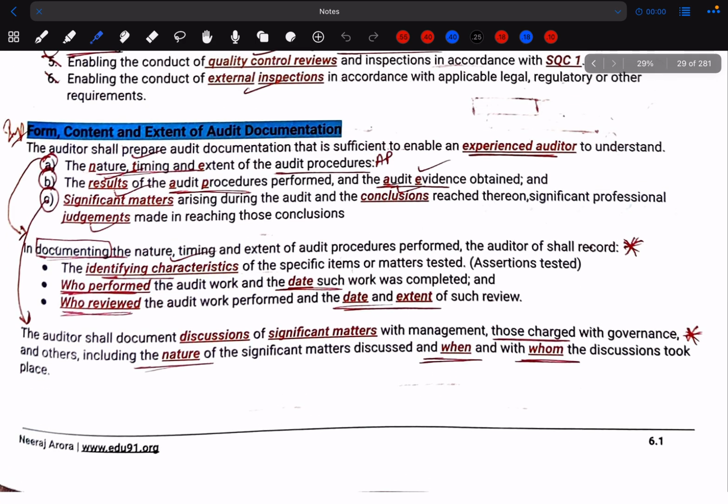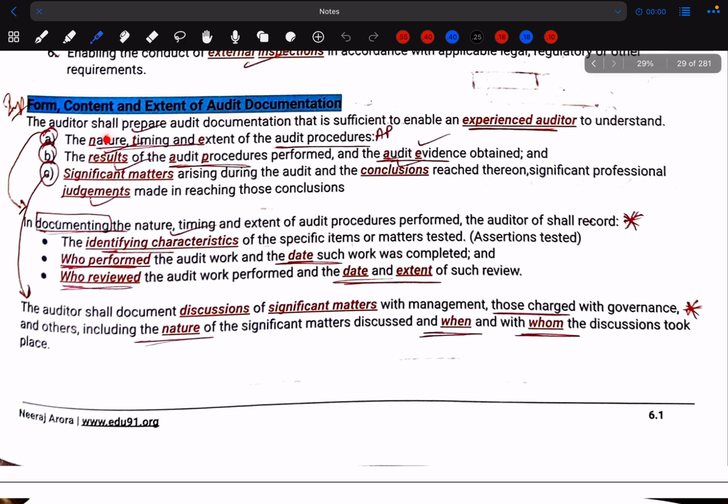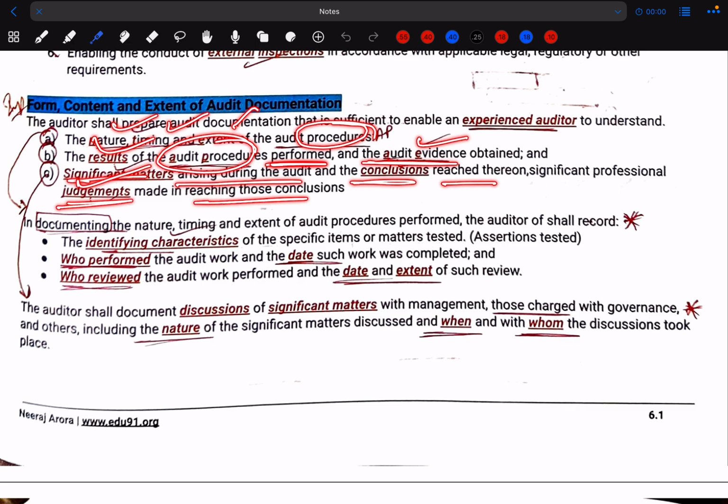Then, next, form, content and extent of audit documentation. The auditor shall prepare audit documentation that is sufficient to enable an experienced auditor to understand the nature, timing and extent of audit procedures, the results of audit procedures performed and audit evidence obtained, the significant matters arising during the audit and the conclusions reached thereon, and significant professional judgments made in reaching those conclusions.